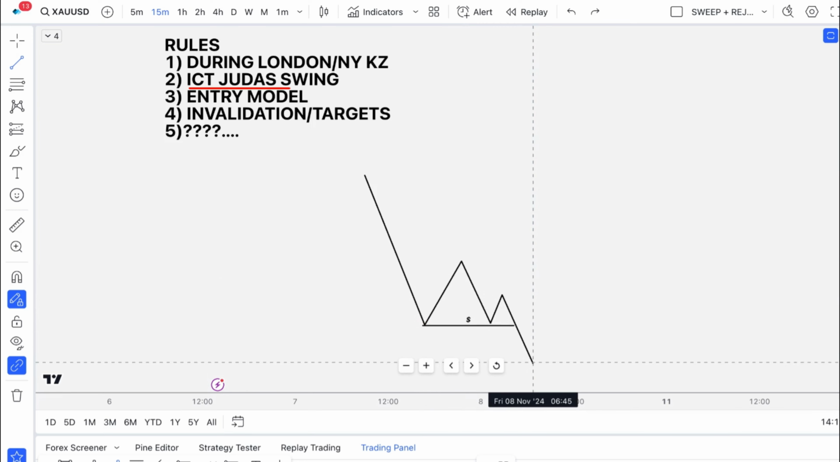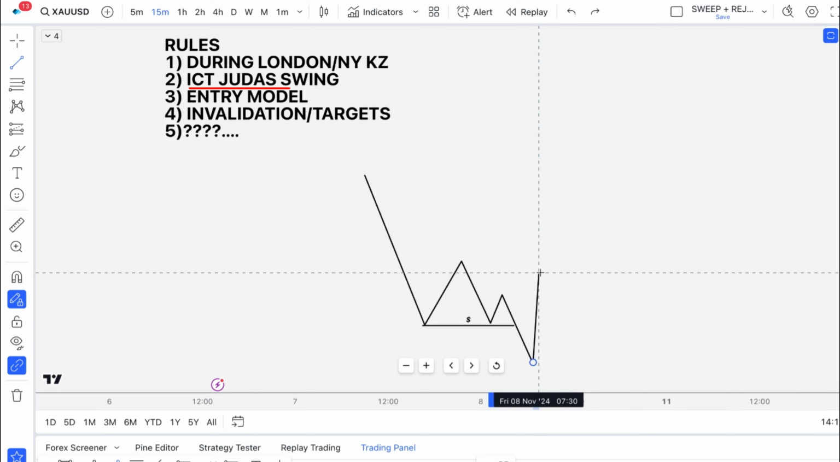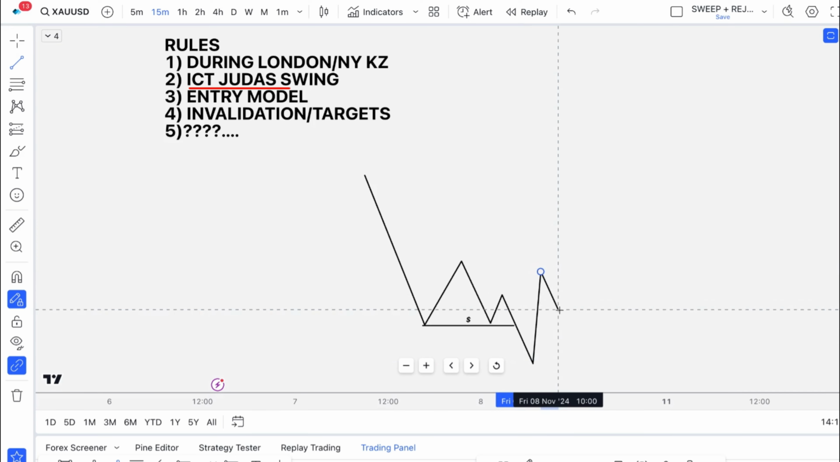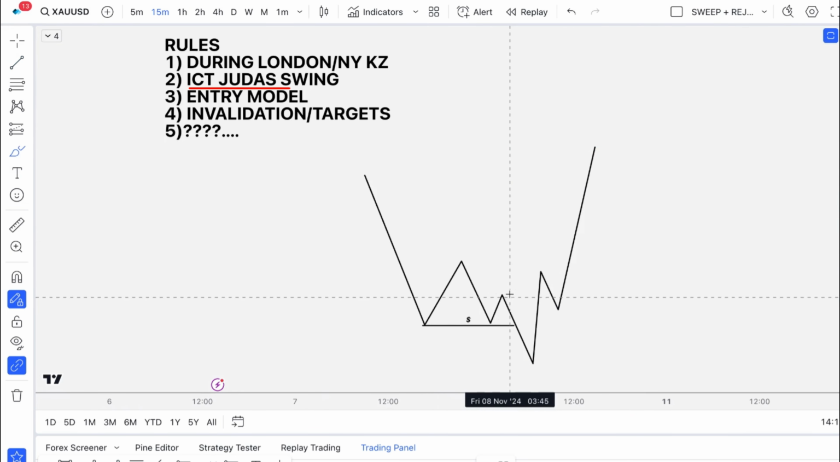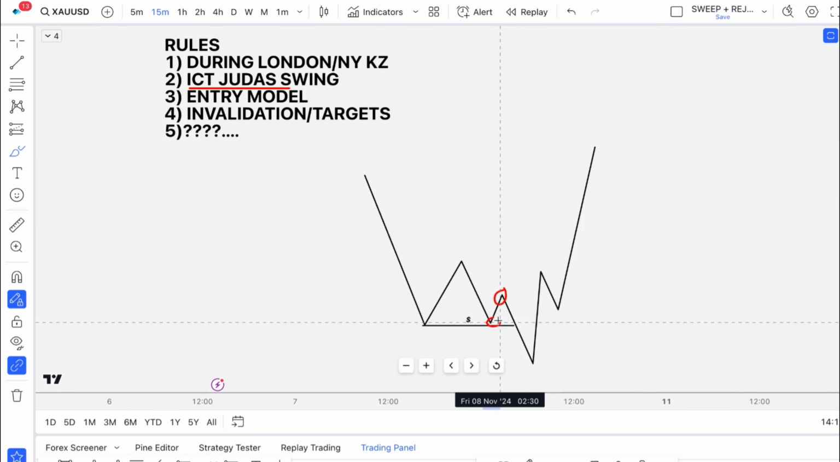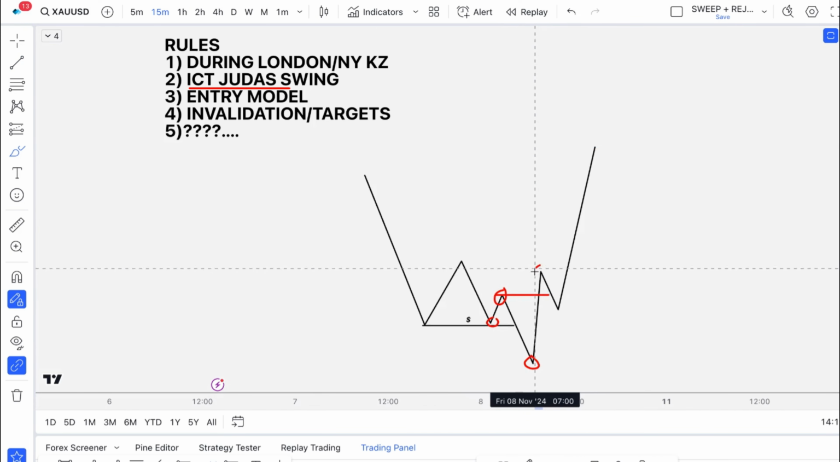Then what we're looking for is a shift in market structure. So this is our entry model right here. If you're trading the lower time frames, what you're going to see is a shift in market structure, followed by a correction, followed by an impulsive move to the upside. So what we basically have is a lower high, essentially a lower low, followed by a lower high, followed by another lower low in the market. Then we get an impulsive break of structure right here, indicated by another higher high within the market.